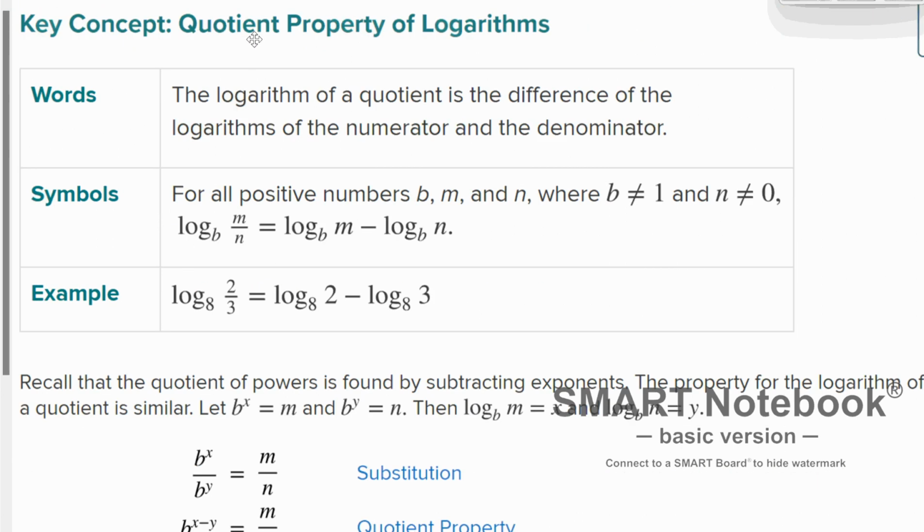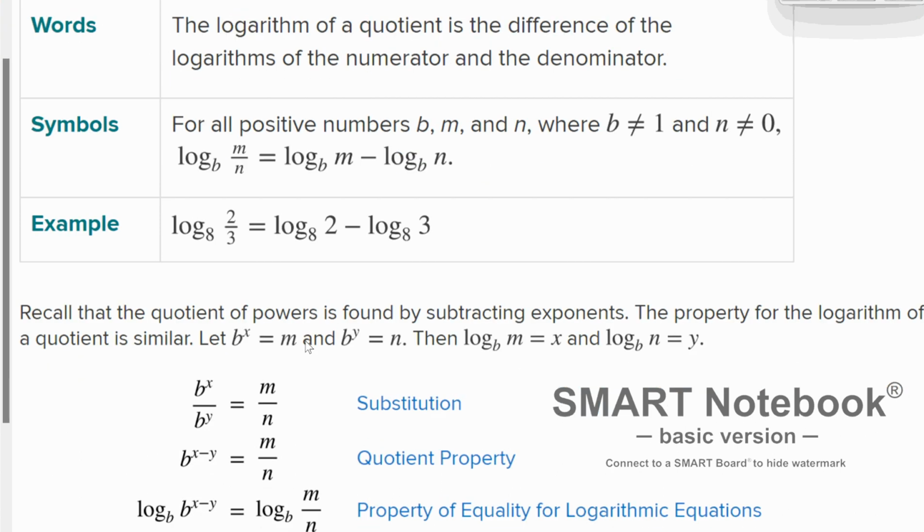Here's another one. Quotient property, same thing. If I have a fraction, like 2/3, I can separate that into the subtraction, or the difference, of two logs with the same base. Notice they both have the same base, 8. So if I'm multiplying, I can separate into the addition of two logs with the same base, and if I'm dividing, then I can take the difference of the two logs with the same base. Whatever is on top comes first, and the bottom one is being subtracted from it.